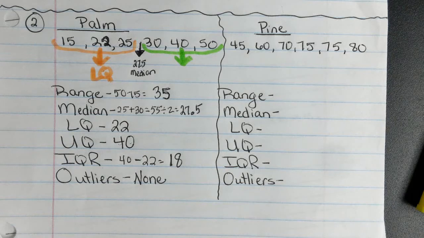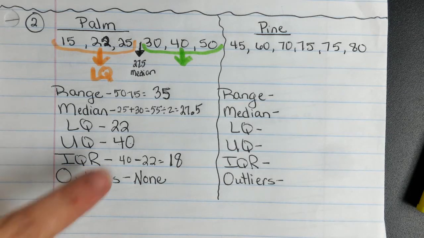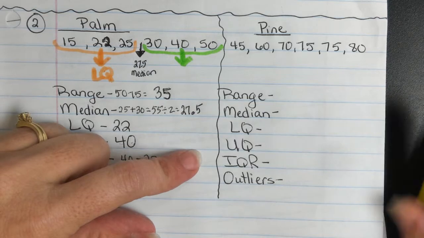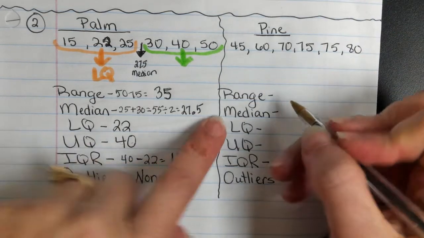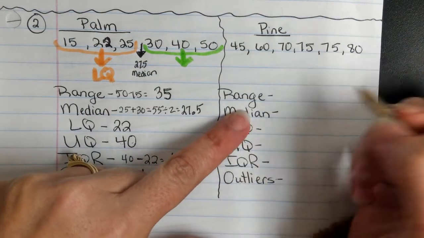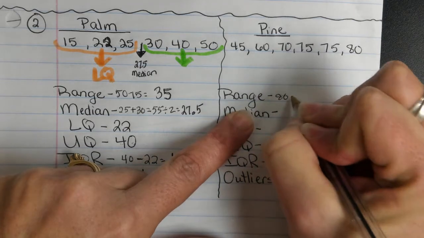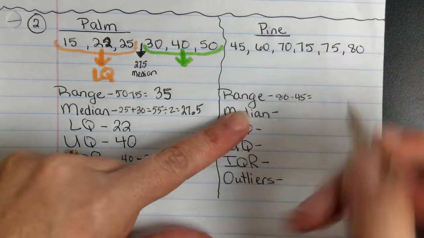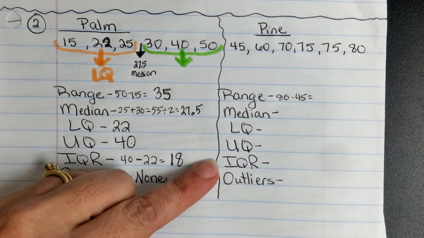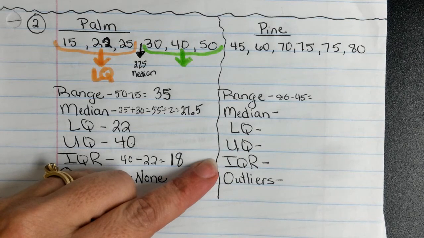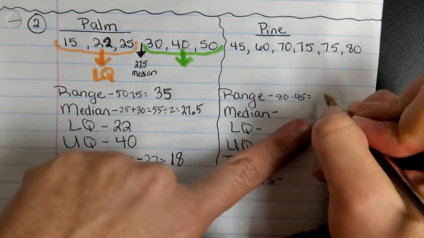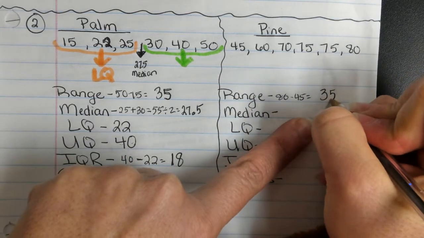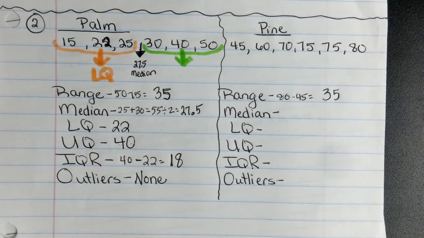So now we are going to work on the pine tree. The pine tree numbers, here we go. They first want the range. So the range would be 80 minus 45. Double checking my math because I'm thinking it's 35, but making sure. Yes. Okay, 35. Everybody good?